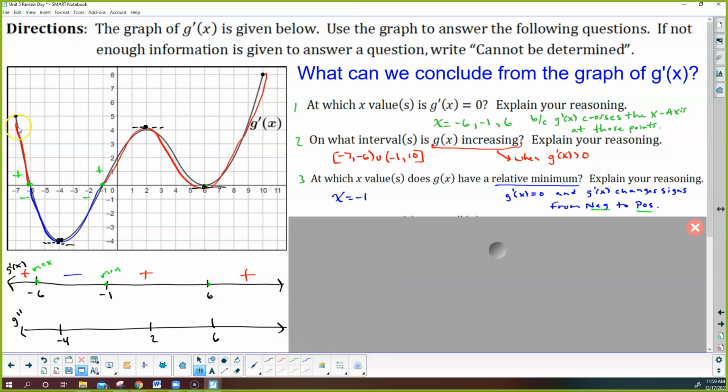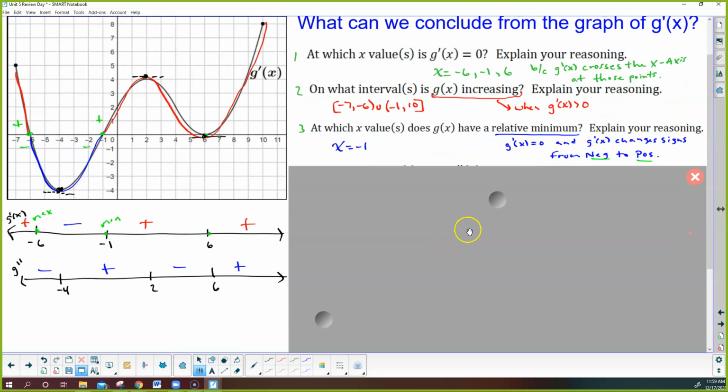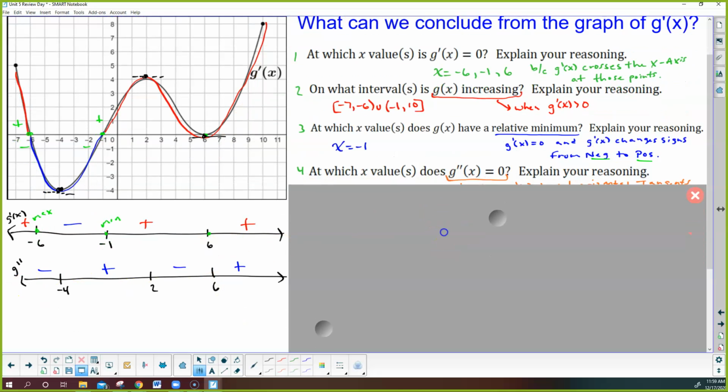sign values. What do you know about the slopes of this line coming down to -4? Well, they're all negative. Those slopes are negative. And then between -4 and 2, the slopes of this line are positive. Here, the slopes from 2 to 6 are negative. And then the slopes from 6 to 10 are positive again. And that's all dealing with concavity. So the sign chart can now help us answer a lot of these questions.